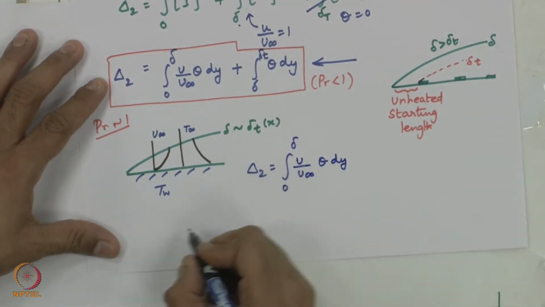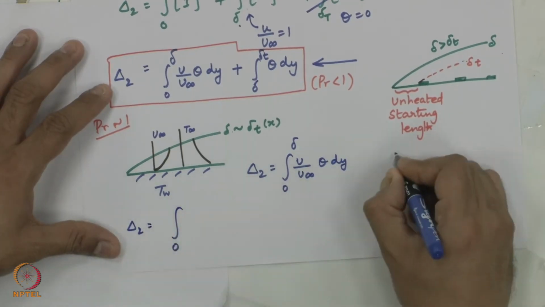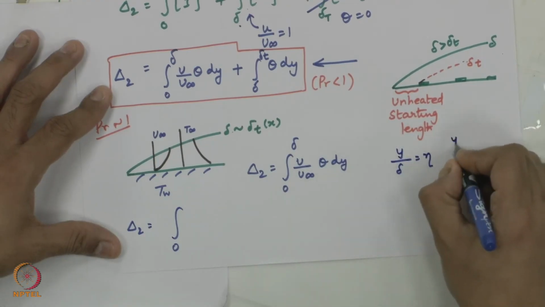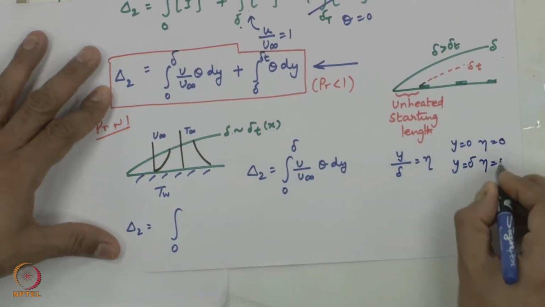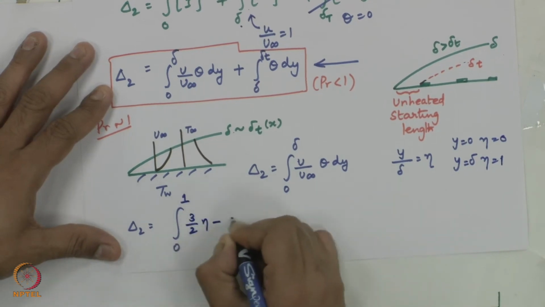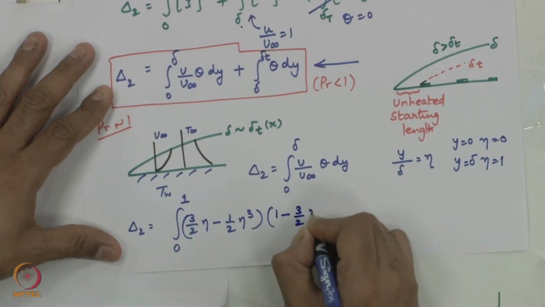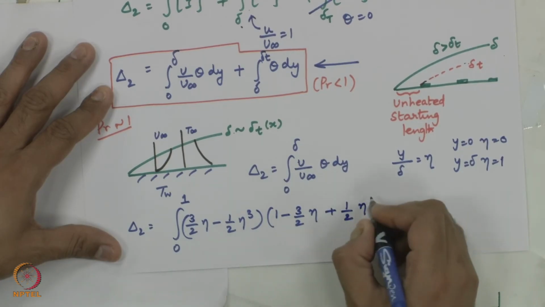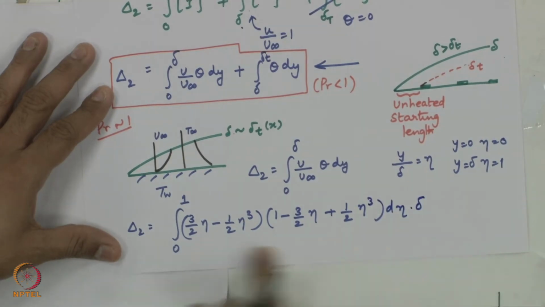So, this is nothing but, I will write it as 0 to delta, where y over delta is equal to eta. So, y equal to 0, eta equal to 0, y equal to delta, eta equal to 1. So, this is 0 to 1, 3 by 2 eta minus half eta cubed, times 1 minus 3 by 2 eta, which is not eta t anymore, plus half eta cubed, d eta into delta. Okay. This is the integration.